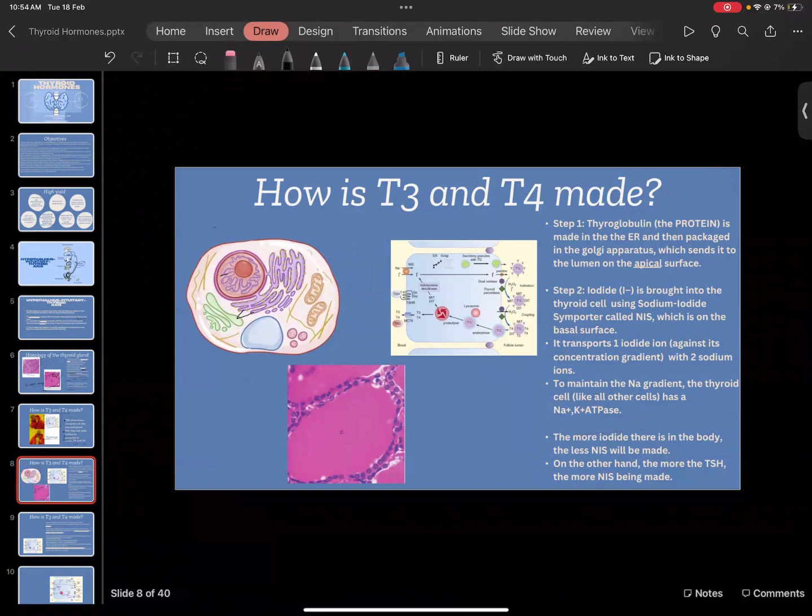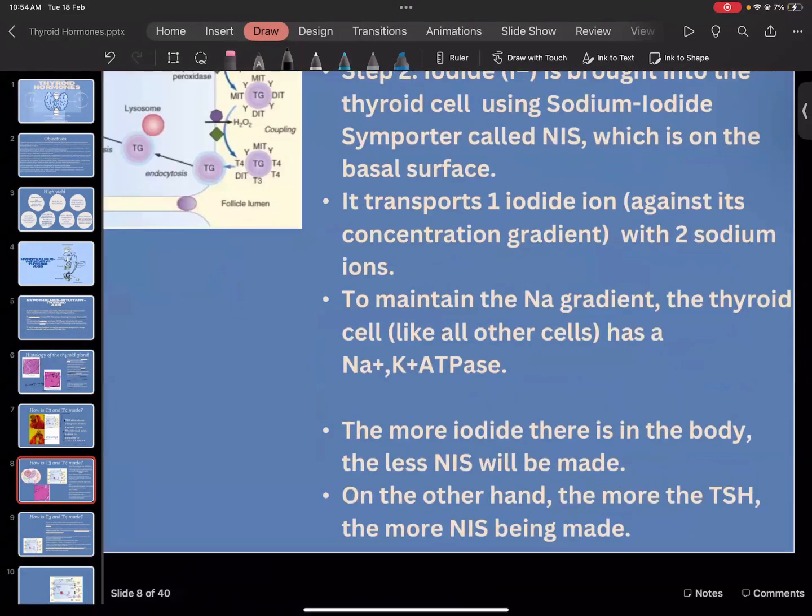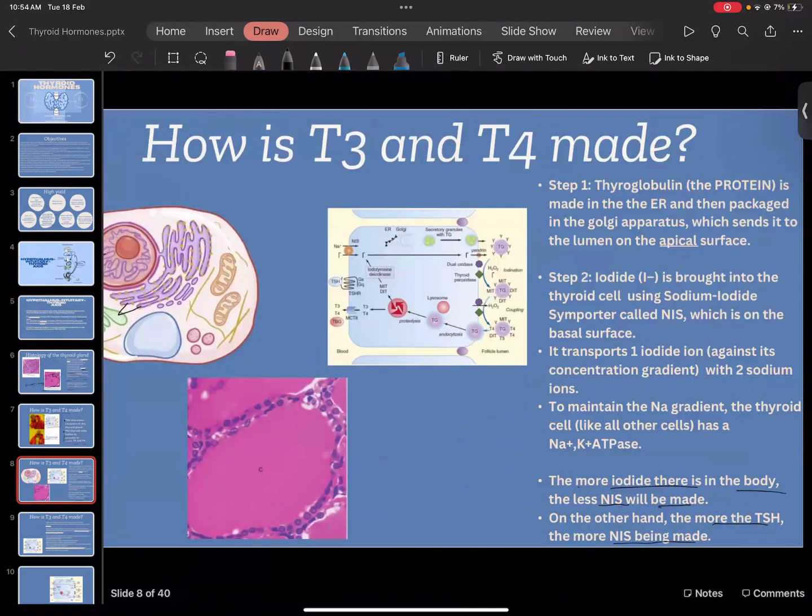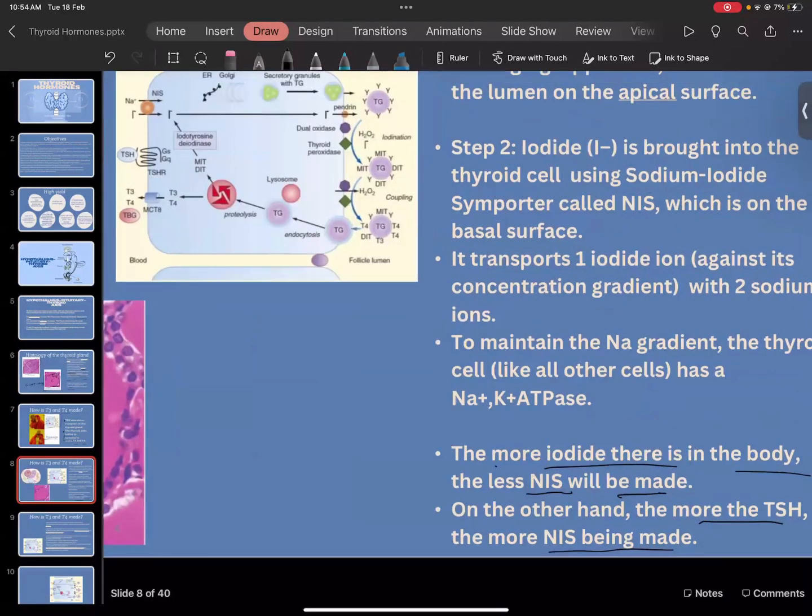Now, an idea here is really important. The more iodide there is in the body, the less NIS will be made. On the other hand, the more TSH, the more NIS being made. We can imagine TSH goes to the cell and tells it we want more iodide in the cells, so it tells it to make more NIS so that more iodide can enter the cell. So this makes sense.